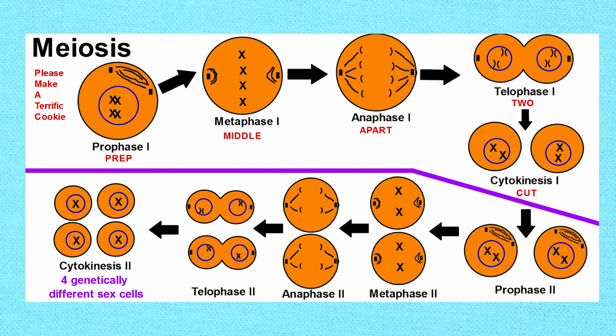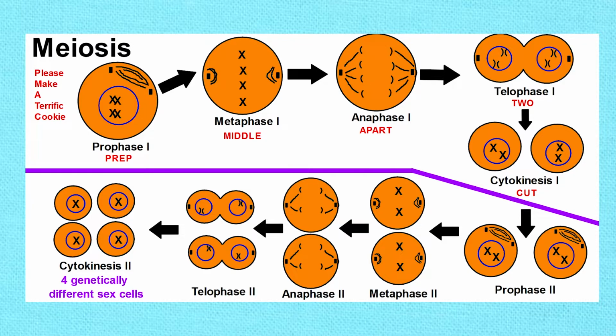So we're going to look at the big picture of meiosis for a quick second before we add in all of the extra color. And we're going to use orange just so you remember it's not the same as mitosis, but it is very, very similar. Please make a terrific cookie still applies. We still got prophase, metaphase, anaphase, telophase, cytokinesis, but now we have two of them. We have prophase 1, 2, metaphase 1, 2, anaphase 1, 2, telophase 1 and 2, and cytokinesis 1 and 2. And they all do the same basic things. They still have our prep metal apart 2 cut.